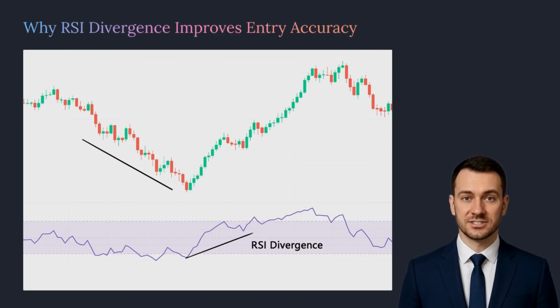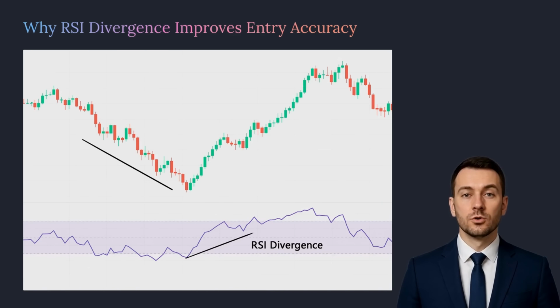Filters false signals. By requiring a disagreement between price and RSI, divergence setups naturally filter out many false signals. A price extreme confirmed by RSI is often just a momentum continuation, but if RSI refuses to confirm a new extreme in price, it often means the trend is weakening. This reduces the chance of entering a trade too early on just any oversold/overbought blip.